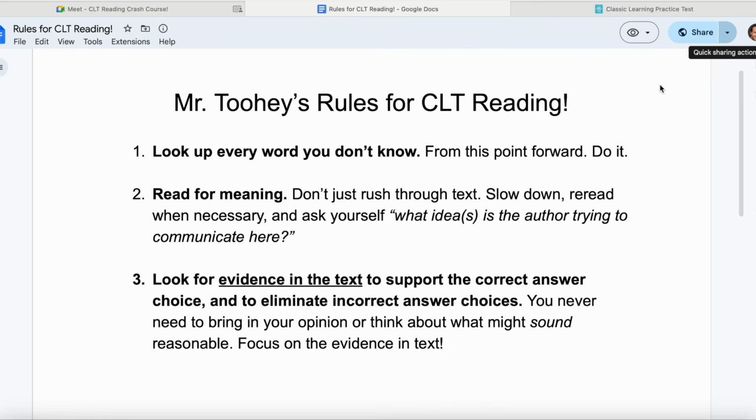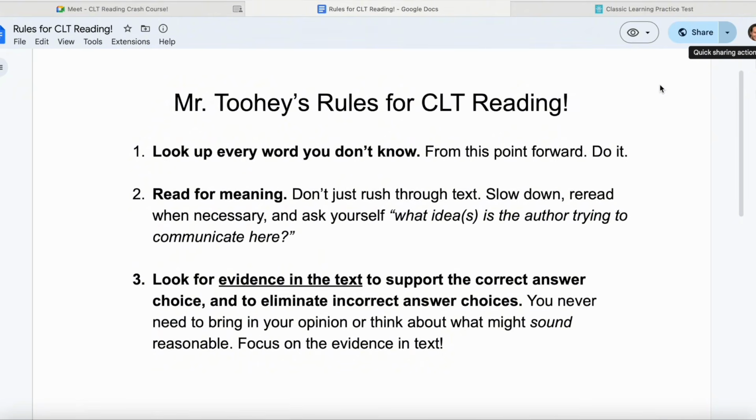Go ahead and read rule number two for us, please. All right. Number two, read for meaning. Don't just rush through text. Slow down, reread when necessary, and ask yourself, what idea is the author trying to communicate here? Yeah, now this is kind of funky, right? Because a lot of students might be looking at this and be like, wait a second, this is a timed test, and you're telling me to slow down?